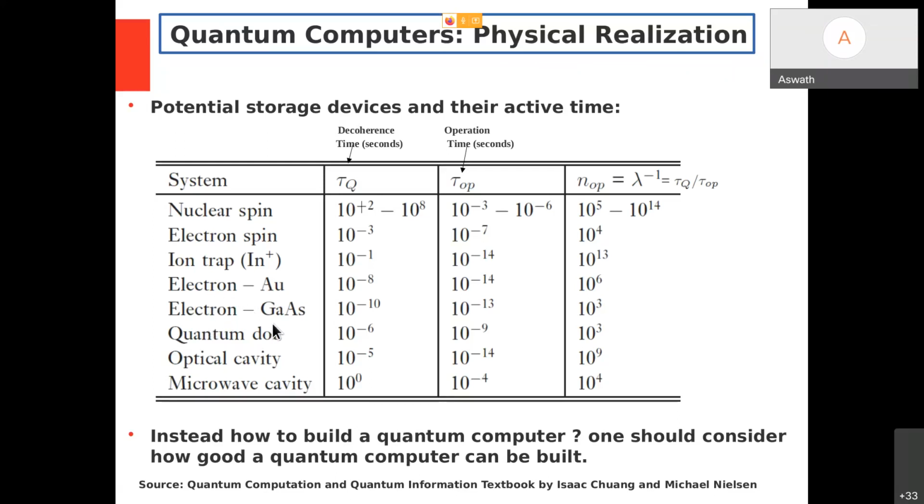Electron in a semiconductor, gallium arsenide. There is something called a quantum dot. You can take an electron, or any subatomic particle, confined to a three-dimensional space. I create something called a quantum dot, which can exist in multiple states at a given time. That is also a possible resource for realizing a qubit.